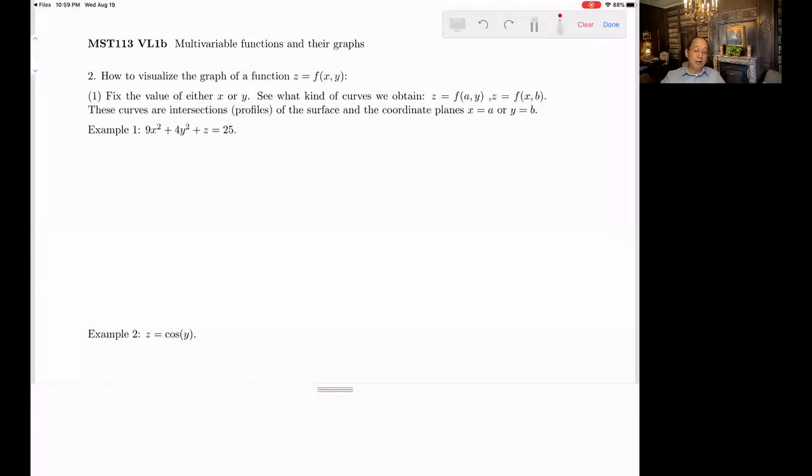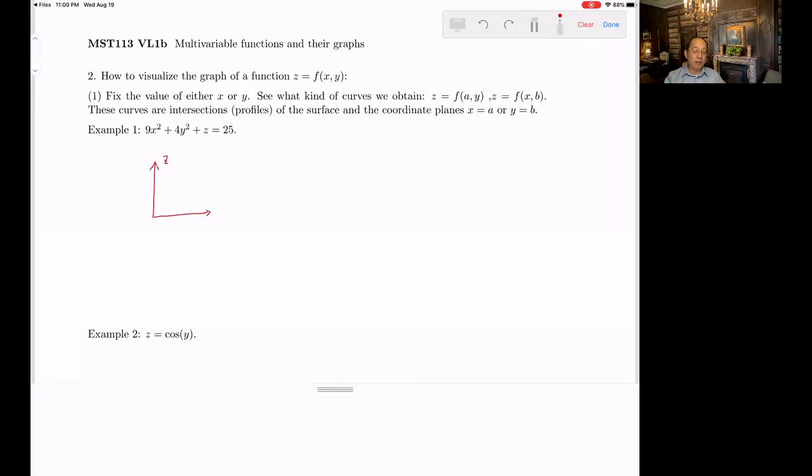All right, let's look at another example over here. We're going to use the same method we actually did before. So let's look at how we're going to sketch the surface of this function's graph. Okay, let's again draw a three-dimensional coordinate system.